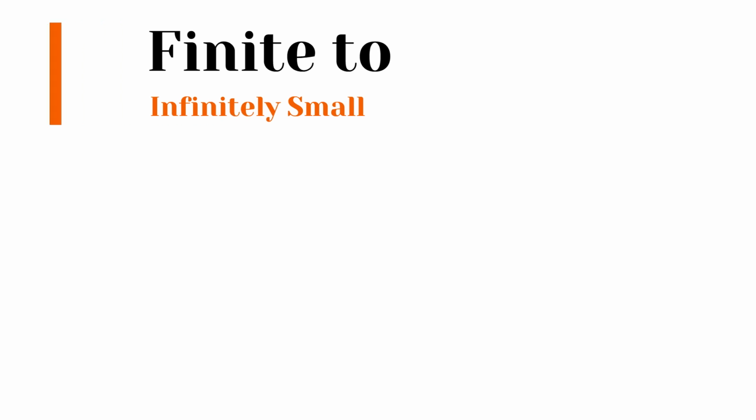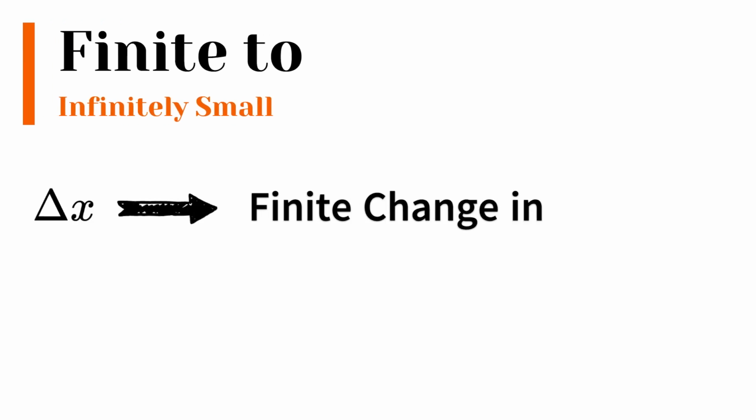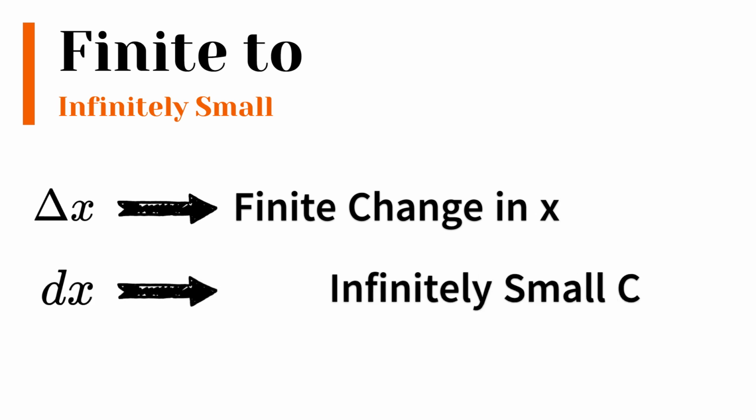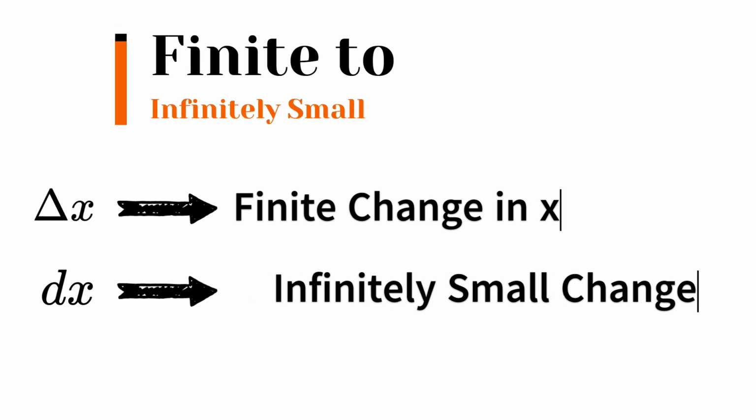The important point for us to remember is that delta x represents a finite change in the value of x, while dx represents an infinitely small change in the value of x. Mathematicians have built more sophisticated tools around this idea to make sure things don't go wrong in complicated cases. But for the functions we'll use in this course, it will work perfectly.